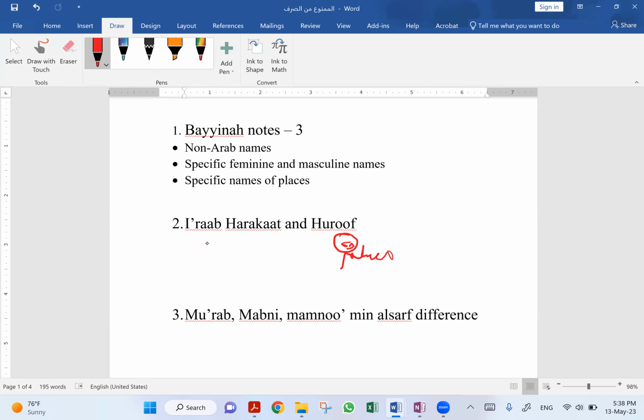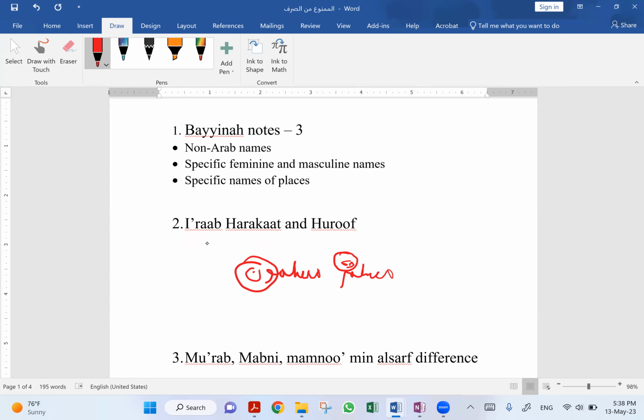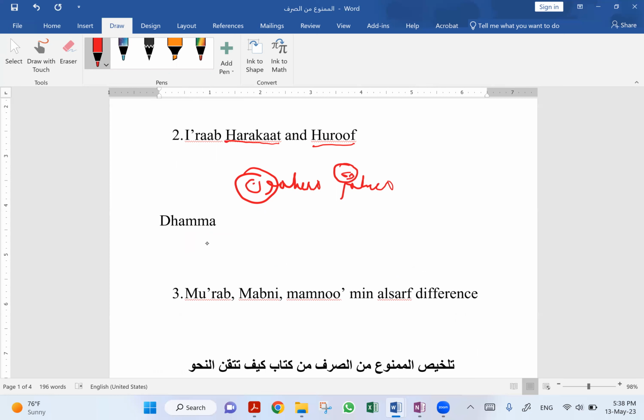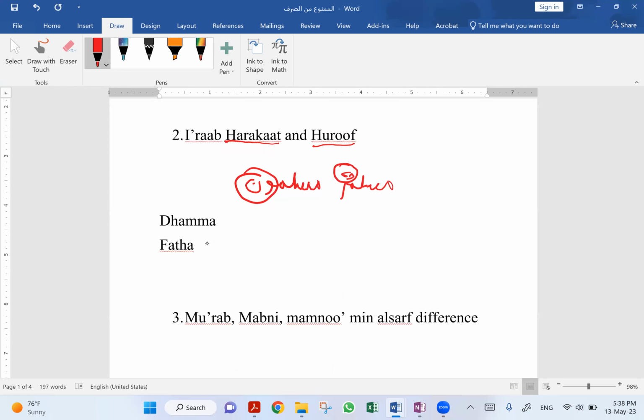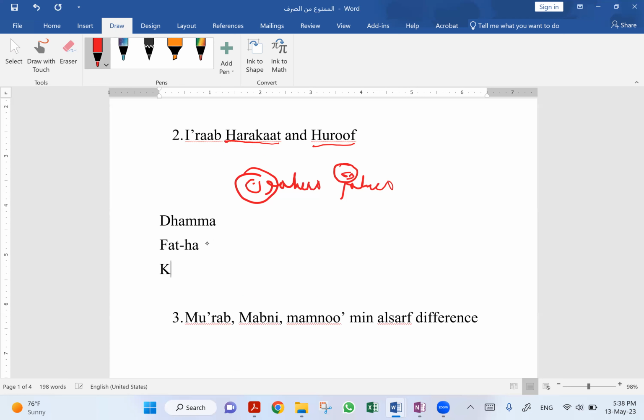It's either going to be a harakat or it's going to be, for example, if I say muslimuna, it's going to be a combination. So when it comes to i'rab, what we focus mostly on is the last sounds that you hear. Some of them are harakat, some of them are huruf. What we deal with, for example, will be the dhamma. We also deal with the fatha. What do you guys think? What else? Before I tell you. So fatha. Kasra. Kasra, obviously. So these are some of the harakat that we deal with.